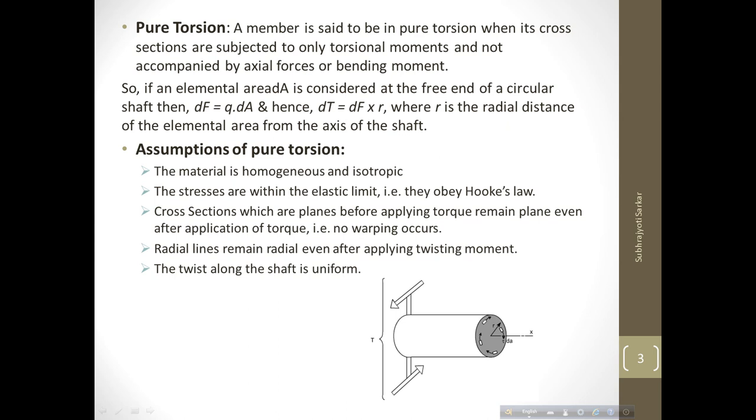Similarly, the radial lines will remain radial before as well as after the application of the twisting moment. And also the twisting moment should be uniform throughout the whole length of the bar or shaft.